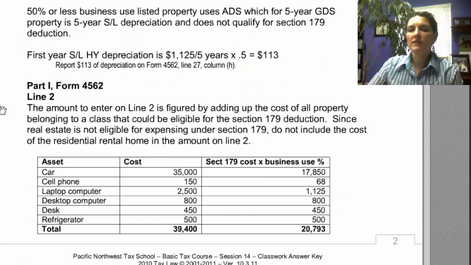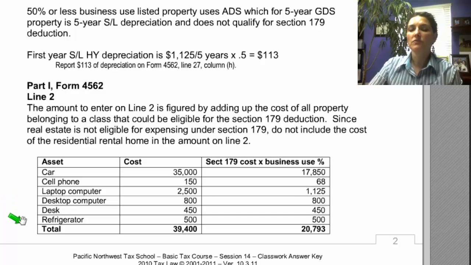So for Form 4562, Part 1, Line 2, the amount to enter on Line 2 is figured by adding up the cost of all property belonging to a class that could be eligible for the Section 179 deduction. Since real estate is not eligible for expensing under Section 179, do not include the cost of the residential rental home in the amount that we enter on Line 2. But these are the cost of assets that we do enter. We have the car, the cell phone, the laptop computer, the desktop computer, the desk, and the refrigerator.